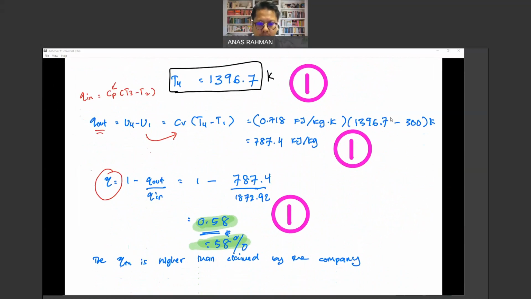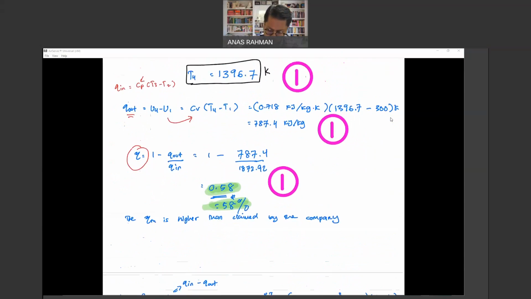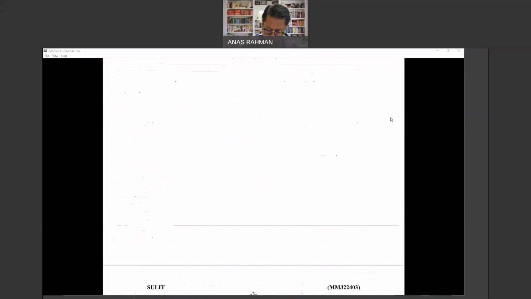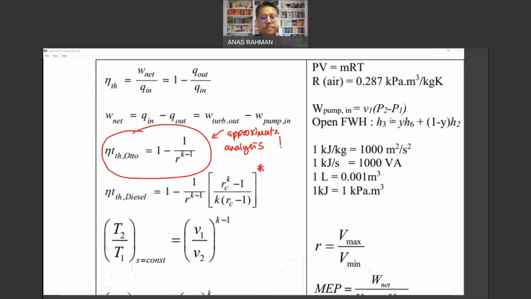Now, here's the trick, or it's not a trick, but something to ponder. What if you use, let's go to the appendix, this particular equation? Is it possible for you to use, for question 2, this approximate analysis? The answer is yes. If you use this equation, you'll get the full mark.